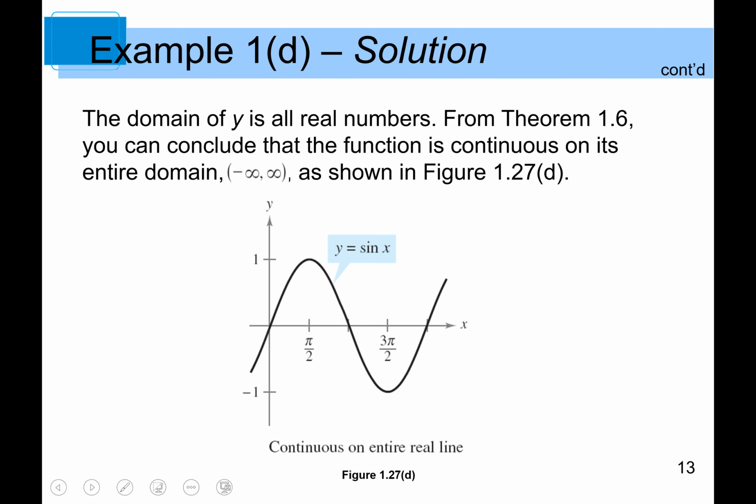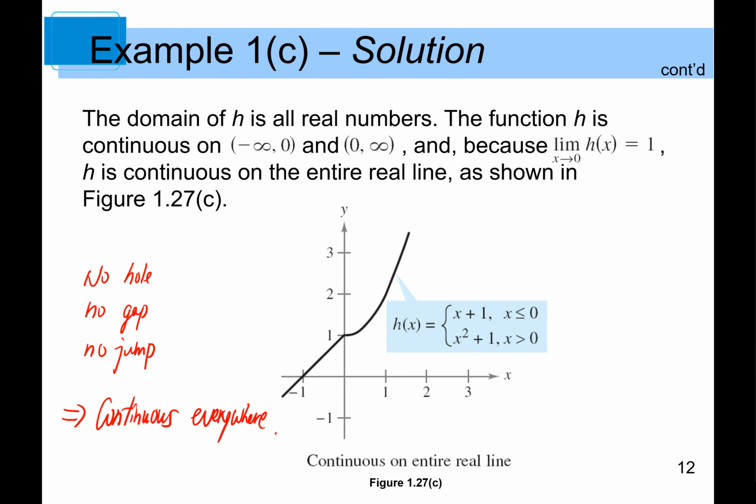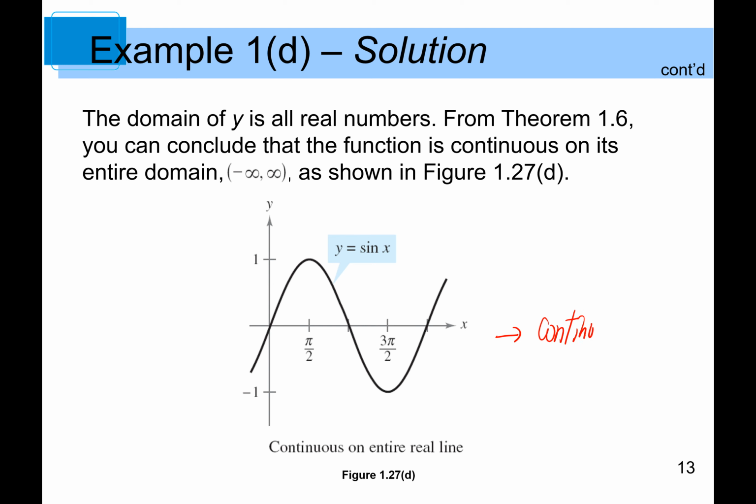And for the example, the domain of y is all real numbers, so it's continuous everywhere, right? This function is a continuous function and it's continuous everywhere within all the real numbers.